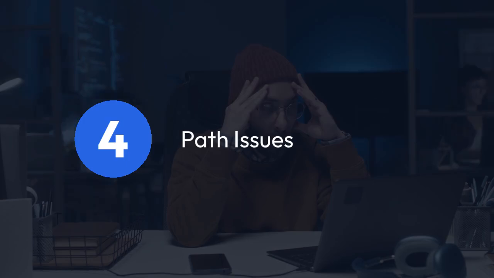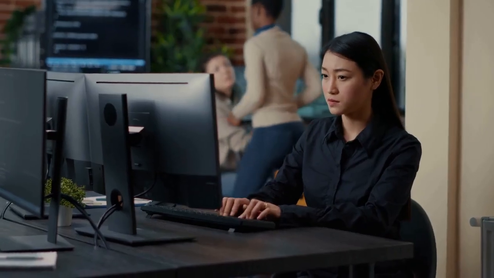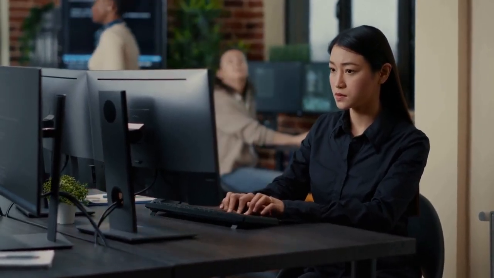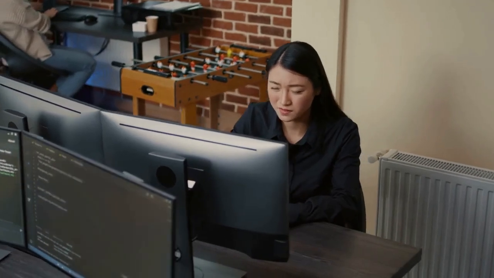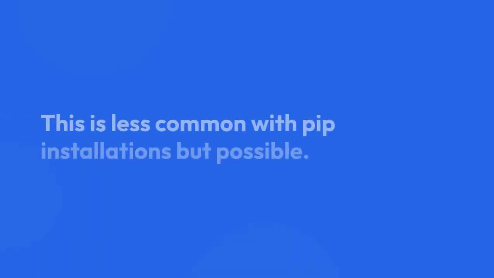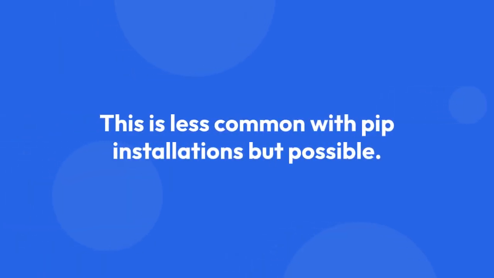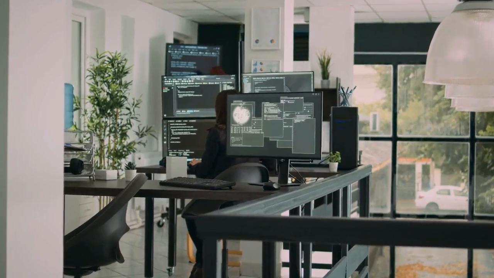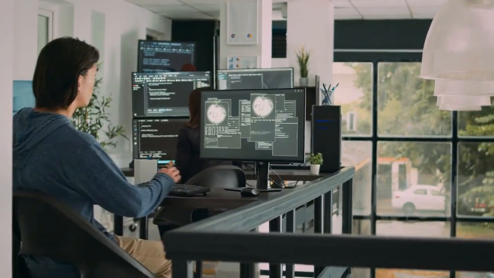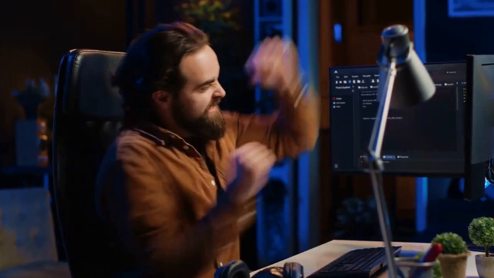4. Path issues. Sometimes Python might not be able to find pymongo even if it's installed because your system's path variable isn't configured correctly. This is less common with pip installations but possible. If you suspect this, check your path environment variable settings. You may need to restart your terminal or IDE after making changes to the path.